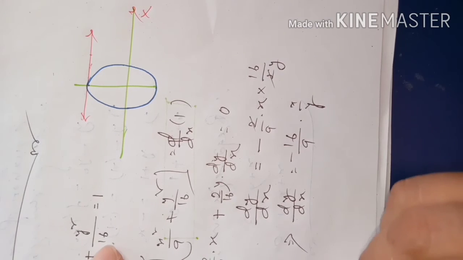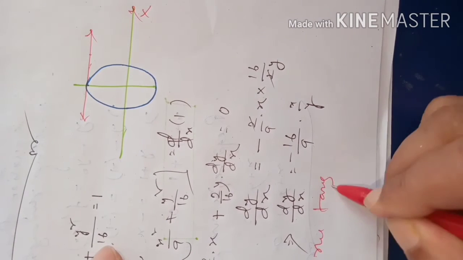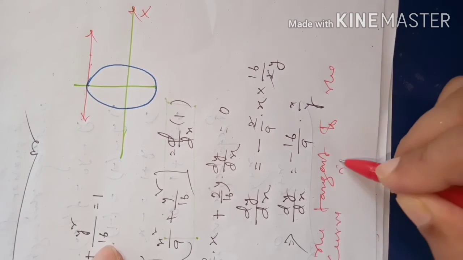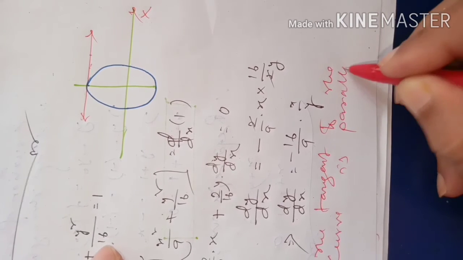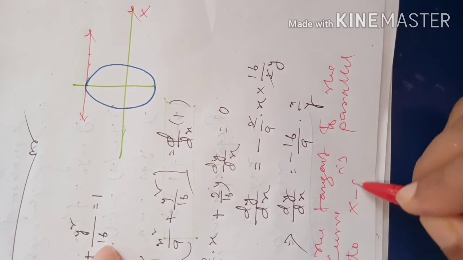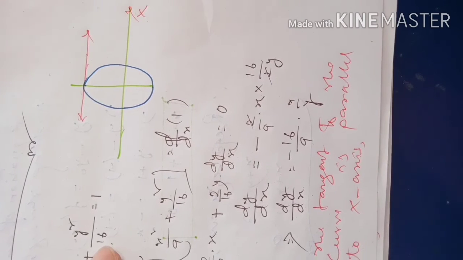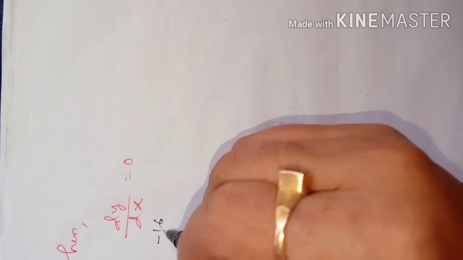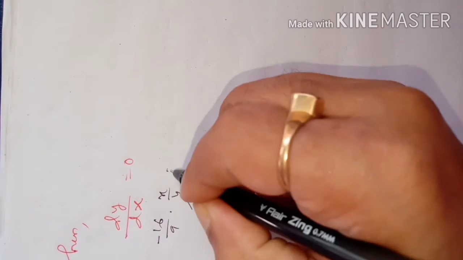So if the tangent to the curve is parallel to x-axis, then dy by dx will be equal to 0, and that dy by dx is equal to what? Minus 16 by 9 into x by y, that is minus 16 by 9 into x by y is equal to 0.